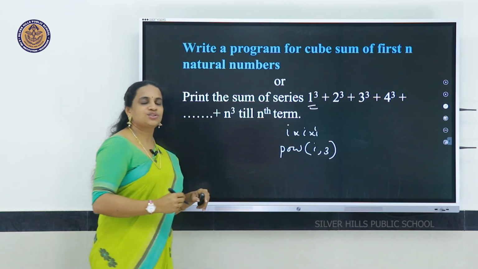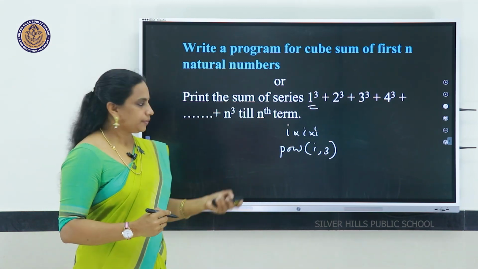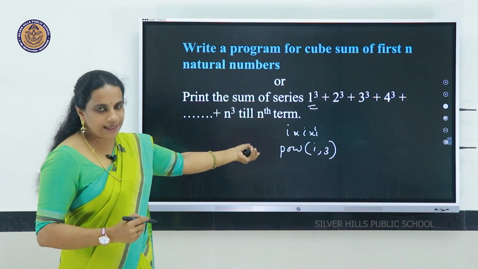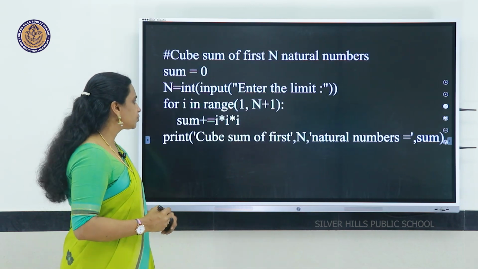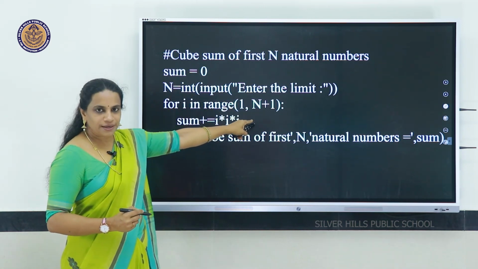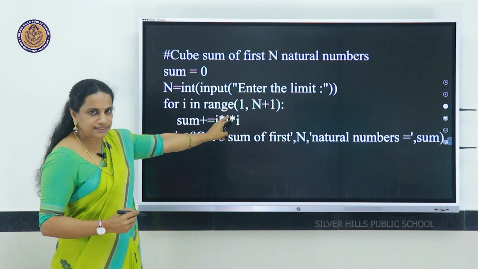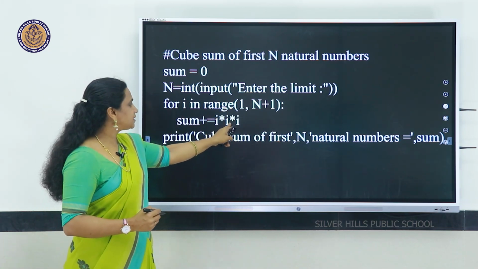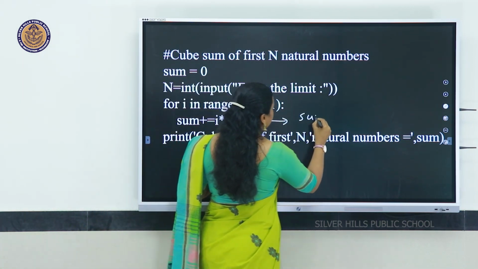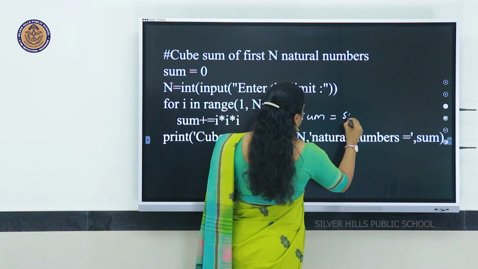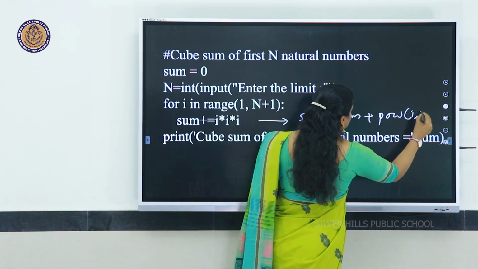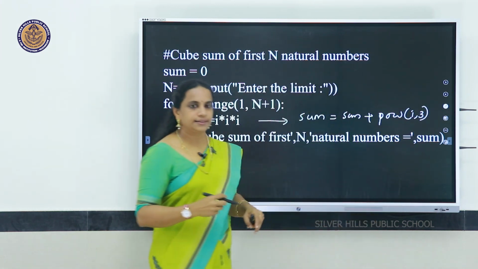Okay, what are the iterations of I? 1, 2, 3 etc. Therefore, power of I comma 3 or I into I inside the for loop. Just to go through the program, very simple. For I in range of 1 to n plus 1, everywhere we are using the range function. Then sum is equal to sum plus I into I, or instead of this you can write sum is equal to sum plus power of I comma 3. This way also you can find the sum.